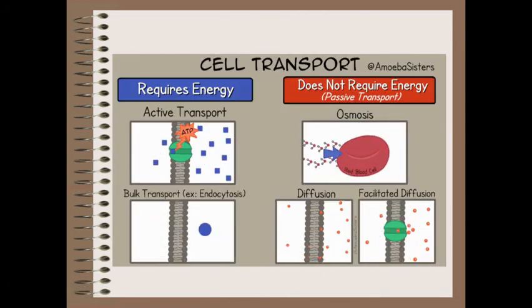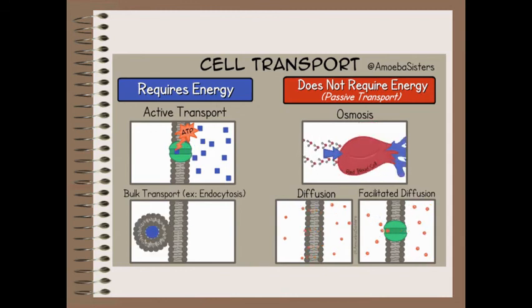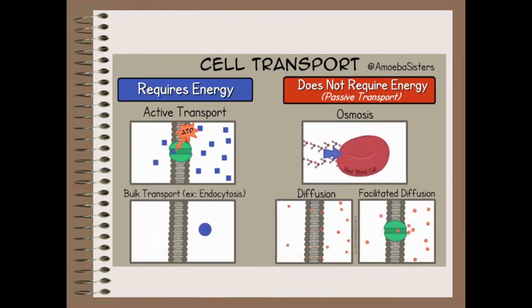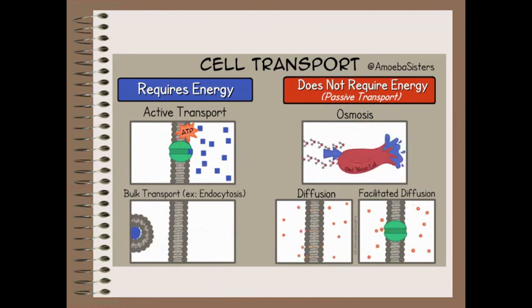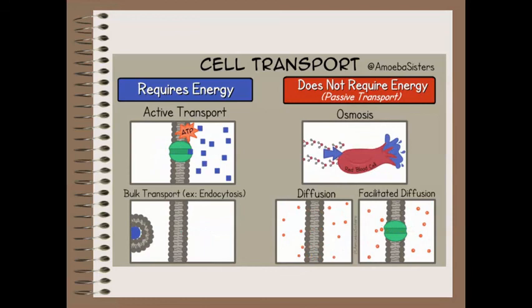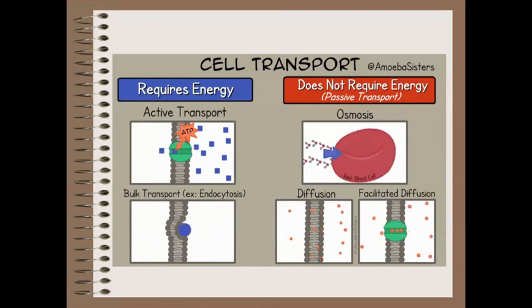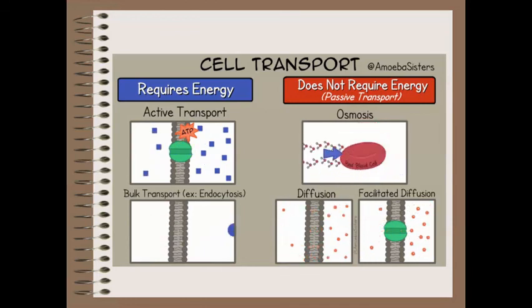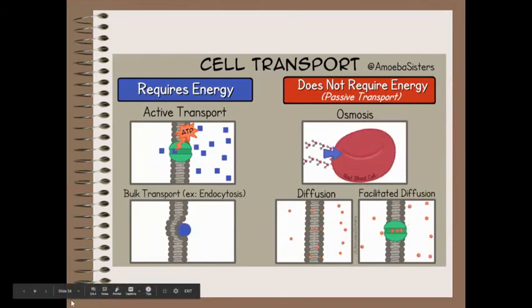So again, in summary, cell transport, we've got active transport, which is going to require energy. And then we've got passive transport, which won't require energy. It happens automatically or spontaneously.